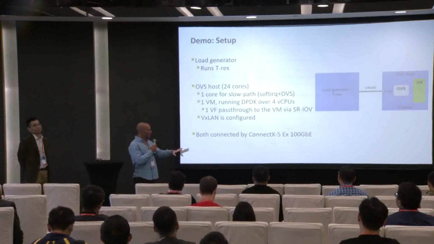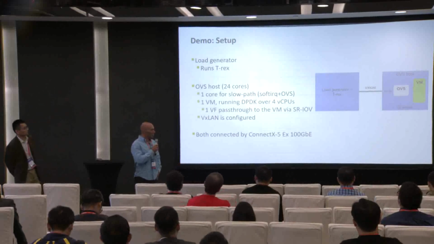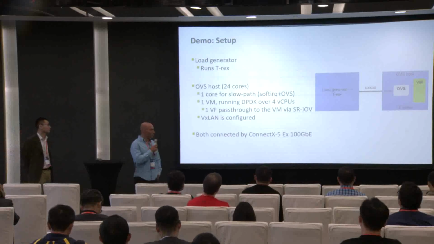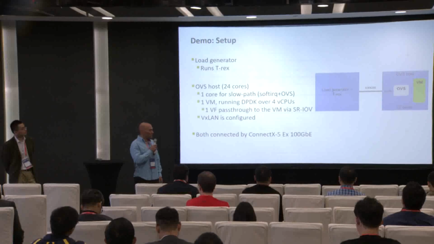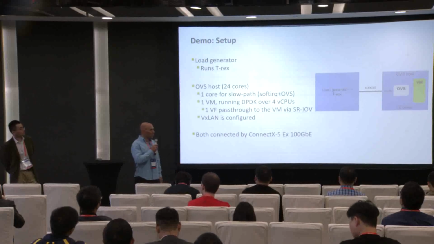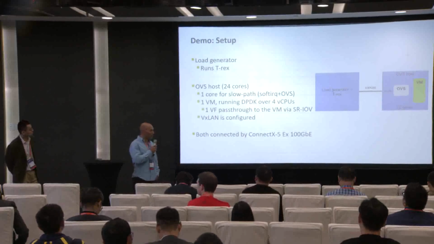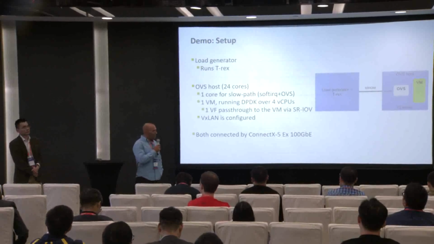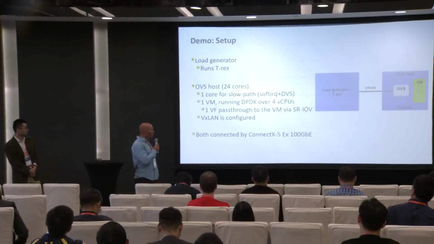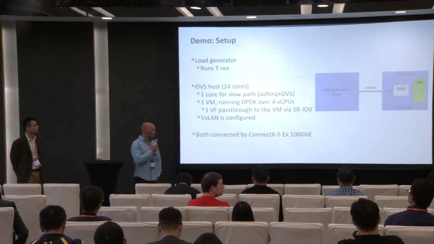So this is the setup. We have a load generator on one side, generating UDP flows using a T-Rex traffic generator. We use ConnectX-5 hardware on both sides, both in the load generator and the device under test. The device under test runs the OVS kernel with all the necessary code in order to allow connection tracking offloads. We also have one VM, and we probe one VF, passed through to the VM via SR-IOV technology.